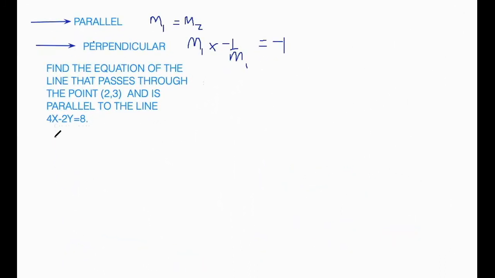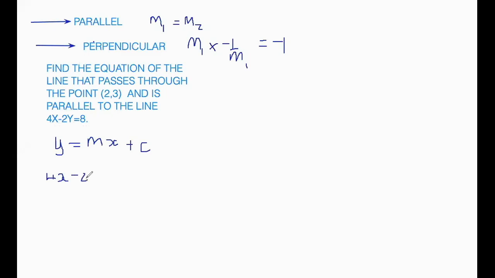Now the next example, we have: find the equation of the line that passes through the point 2, 3 and is parallel to the line. Now we have to rearrange this. This will give us the gradient, and for parallel lines, the gradients are the same.